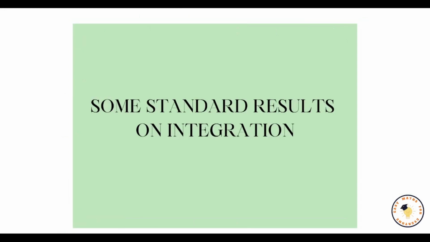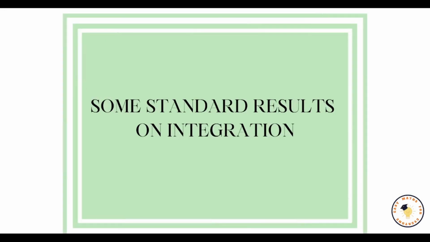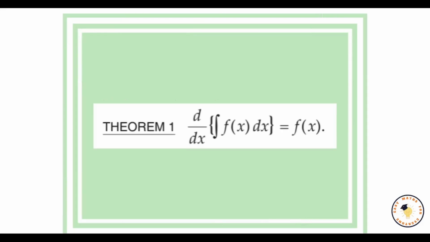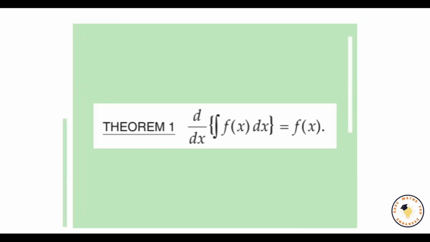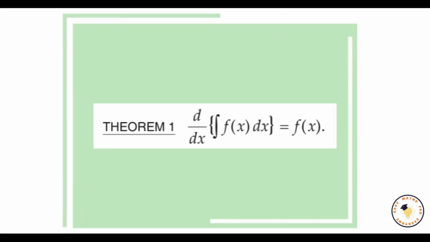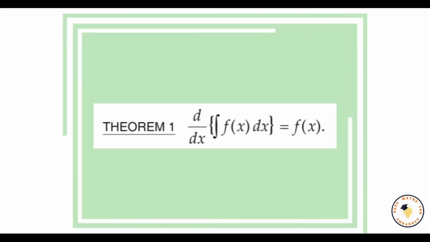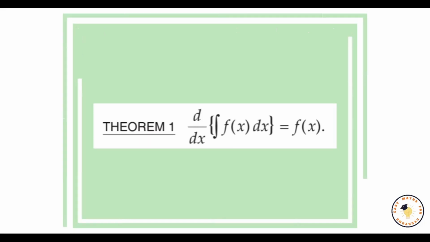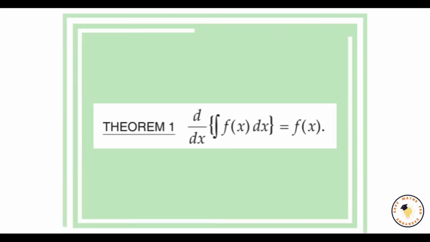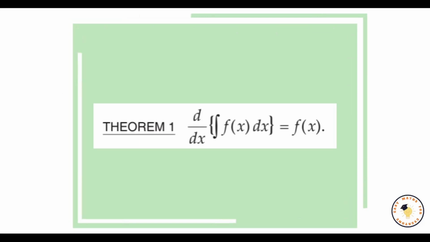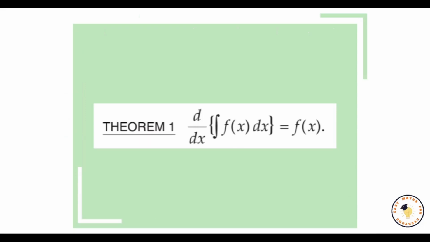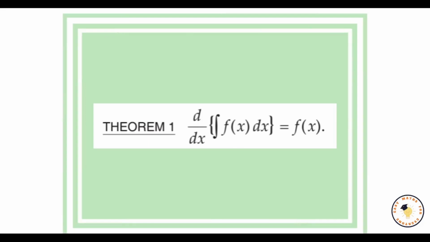Let us learn some standard results on integration. Theorem number 1 is d by dx of integral f of x dx equal to f of x. So what do you mean by this? If the given integral is differentiated again, you will get the integrand itself. Let us see how we can prove this.